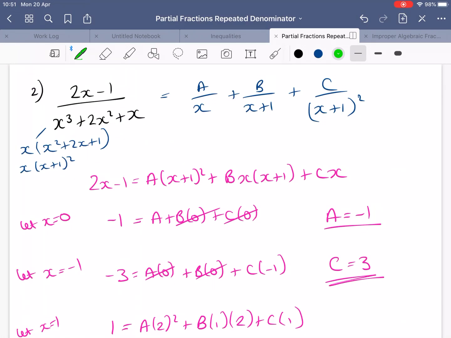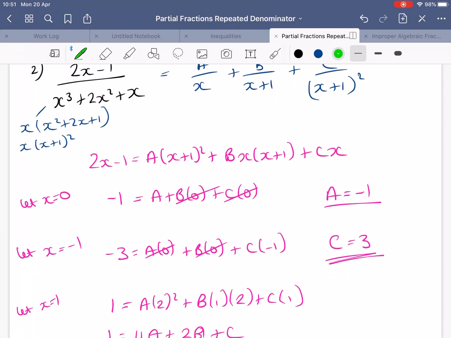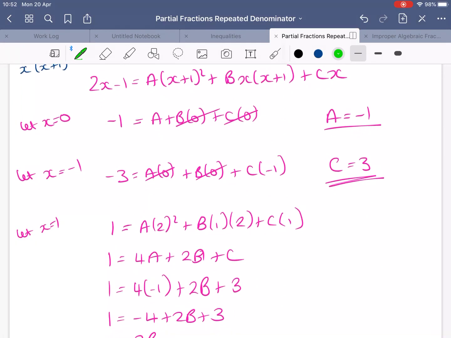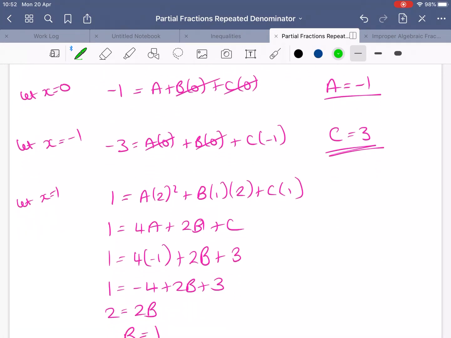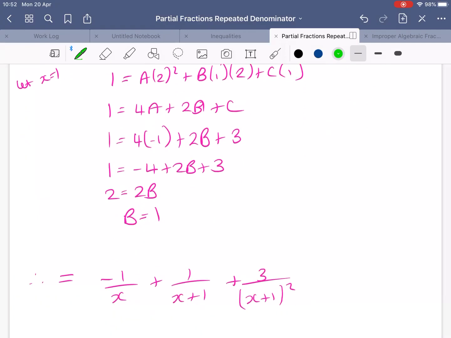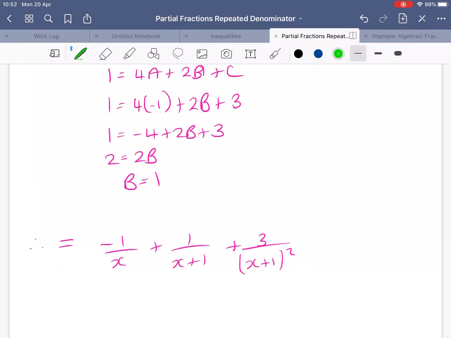Number 2, take out a factor of x and then factorise the quadratic. So you end up with a over x plus b over x plus 1 plus c over x plus 1 squared. Again, use your substitutions. And so your final answer should have been minus 1 over x plus 1 over x plus 1 plus 3 over x plus 1 squared.